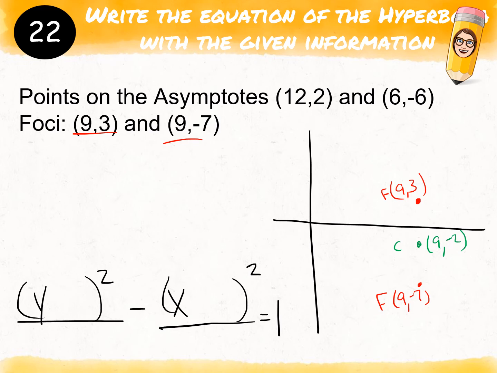Let's talk about the center point. If my x is positive 9, I write -9. If my y value is -2, I write +2. I don't know the distance from my center to my vertex, and I don't know vertex to asymptote. So let's deal with those other points here. We have (12, 2), and we have (6, -6).